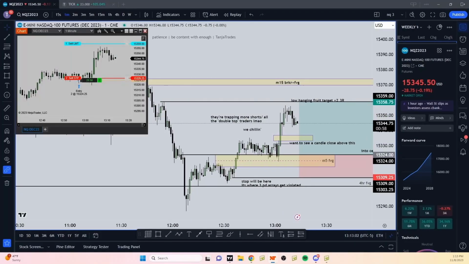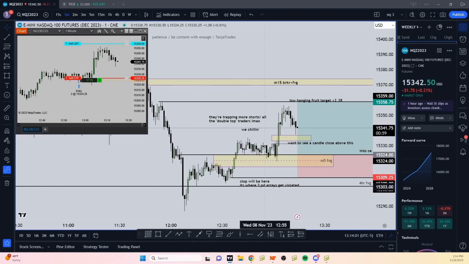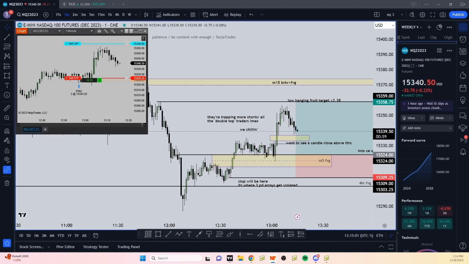So I'm always highlighting the PD arrays. I'm looking at that fair value gap, but I'm also noticing like, okay, we could also come back and dig into the order block before the move up. That's a highly sensitive area.